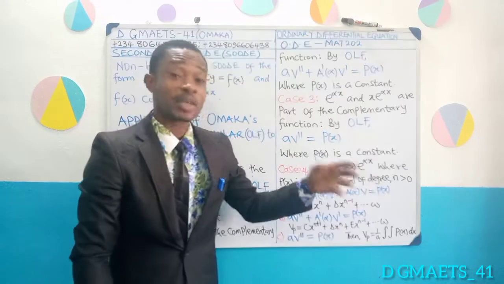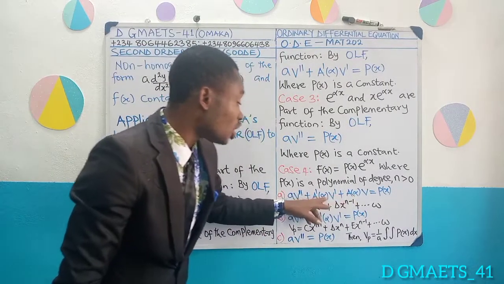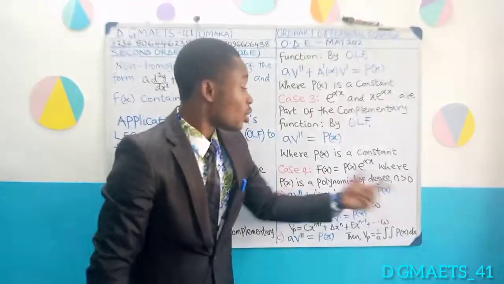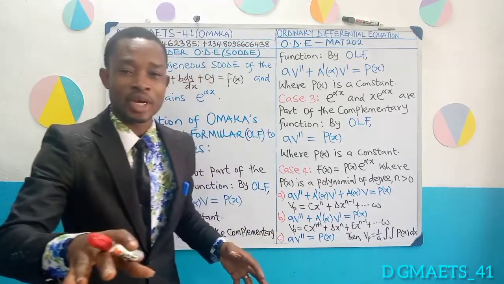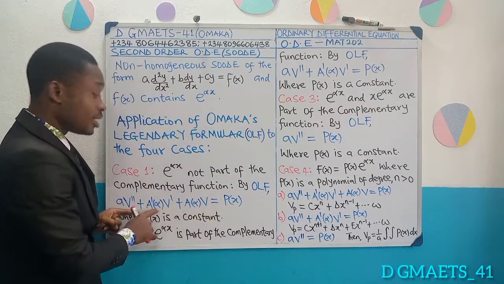Take note here, P of x is a polynomial, is that not so? Now, if that is the case, it means that all the 3 terms in Omaka's Legendary Formula will be there, made equal to P of x, where of course, as I stated, P of x this time around is a polynomial, no longer a constant. So it seems like the same formula in case 1 applies.